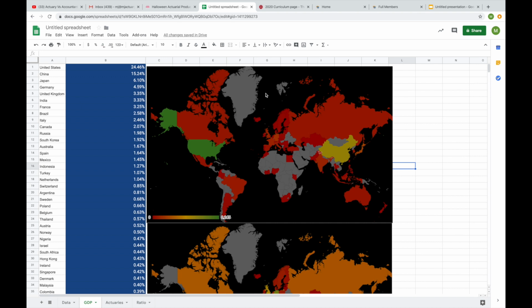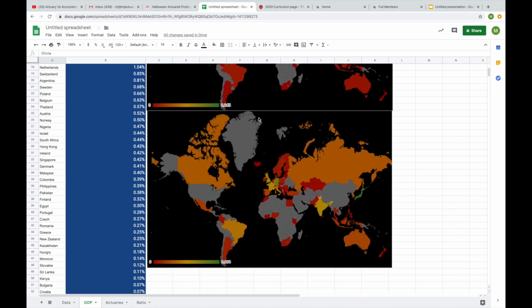So this is a map of the world based on the GDP. You can see Canada gives 2.7%. America is the biggest one with 24.46%. And China is very quickly growing and catching up at 15.24%. But because these two are so huge, you kind of lose the rest of the data.